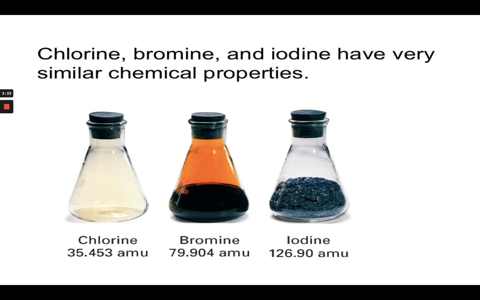So, for example, chlorine, bromine, and iodine are all halogens, and they have similar chemical properties. They are relatively reactive, they vaporize, as you can see, and they form compounds in similar ratios with metals.